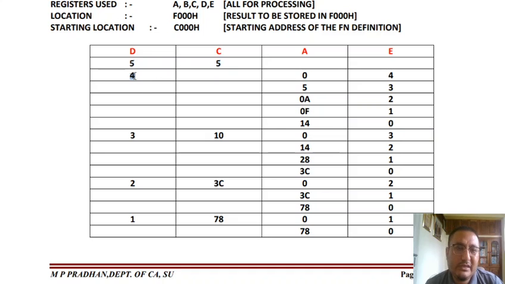Now d is getting decremented to 4. Why is d getting decremented to 4? Because I need to know how many times addition has to be performed. So in the initial case, 5 is to be added 4 number of times to get 20. Likewise, 20 is to be added 3 number of times to get 60. 60 is to be added 2 number of times to get 120. And 120 is to be added 1 number of times to get 120 further. So that's factorial of 5.